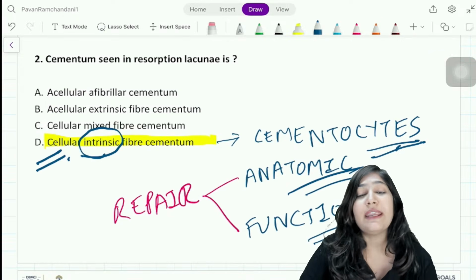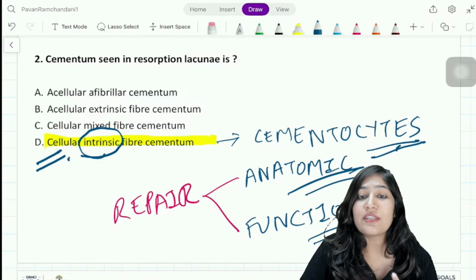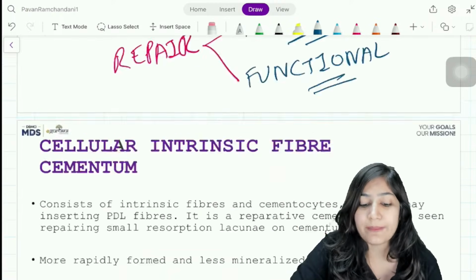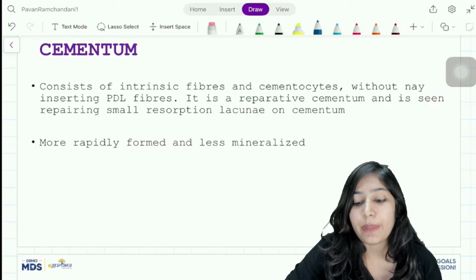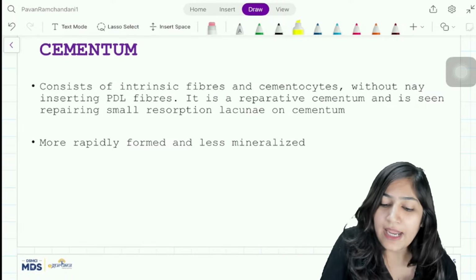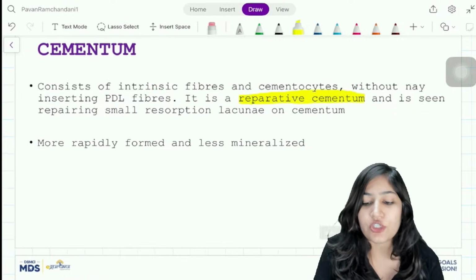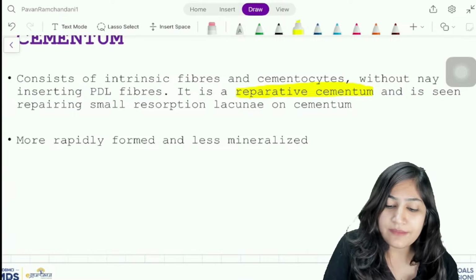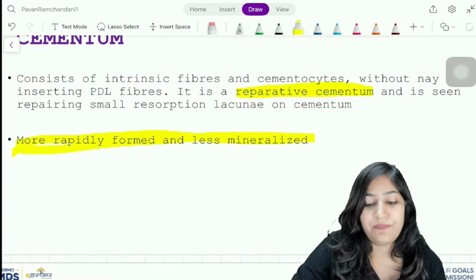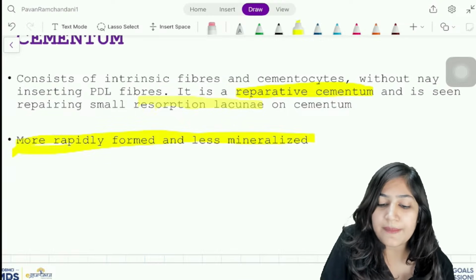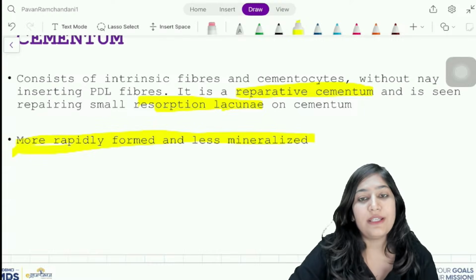So this cellular intrinsic fiber cementum is cementum having cementocytes as well as presence of the fibers formed by cementoblast cells without any insertion of PDL fibers. It is a type of reparative cementum. As we all know, repair is the function of cementum. It is mainly rapidly formed and it is less mineralized. So it helps in repairing of resorption lacunae.